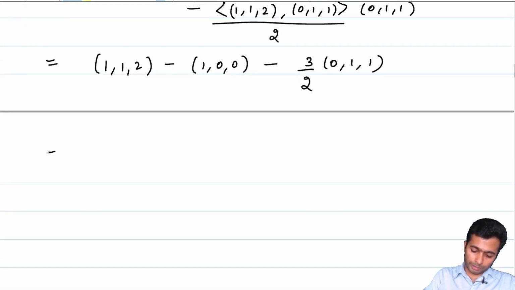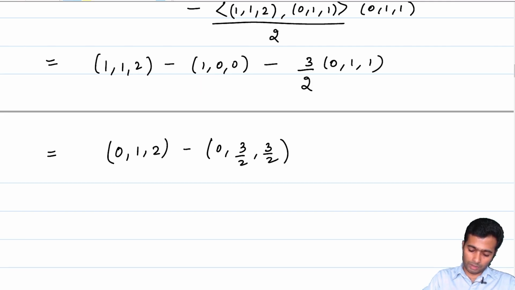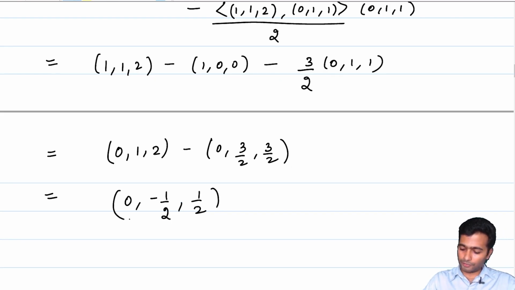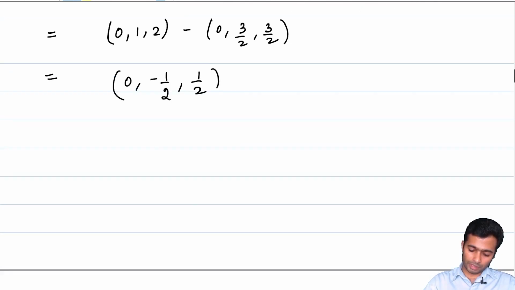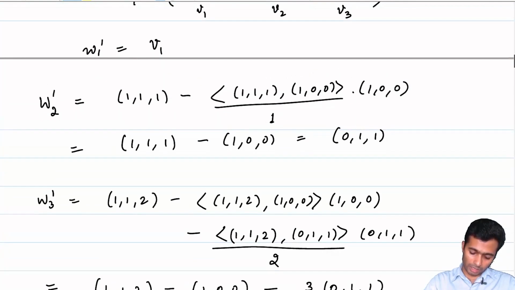Alright, so this is just going to be equal to (1 minus 1, 1, 2) minus (0, 3 by 2, 3 by 2), which is equal to (0, 1 minus 3 by 2, 2 minus 3 by 2). 1 minus 3 by 2 is minus a half, 2 minus 3 by 2 is a half, and therefore W3 prime is obtained in this manner.